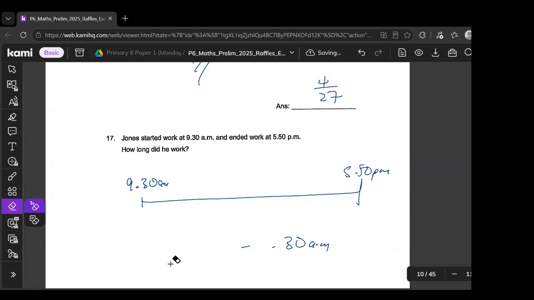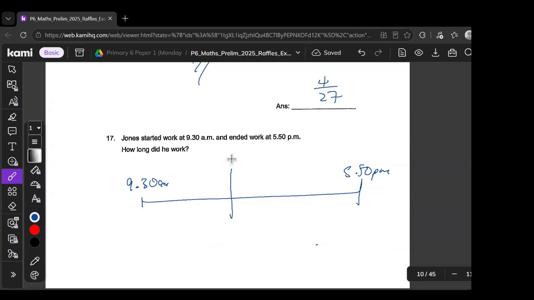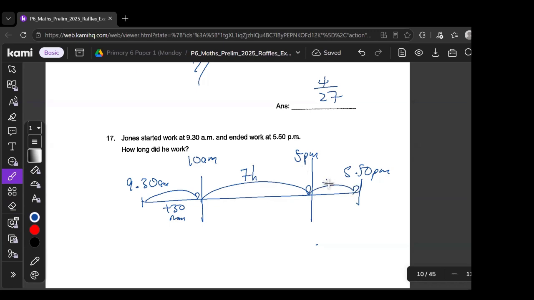So the proper way is to have a timeline. Okay, so you jump to the nearest hour, which is where's the nearest hour? Maybe 10 a.m., right? This is Primary Three, they learn that. So jump to the nearest hour. That will be a 30-minute jump. Then jump to the nearest hour, which is 5 p.m. So you finger count. So 10 a.m. to 5 p.m. is 7 hours. Then 5 p.m. to 5:50 is 50 minutes. Then you add together 7 hours and 80 minutes.